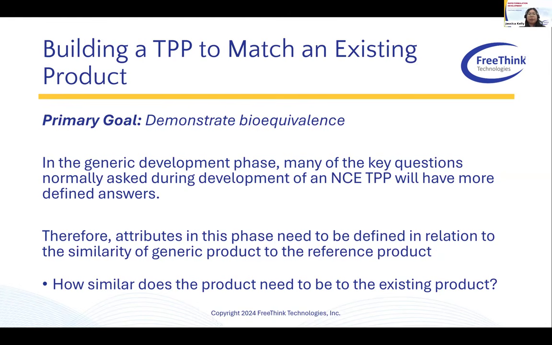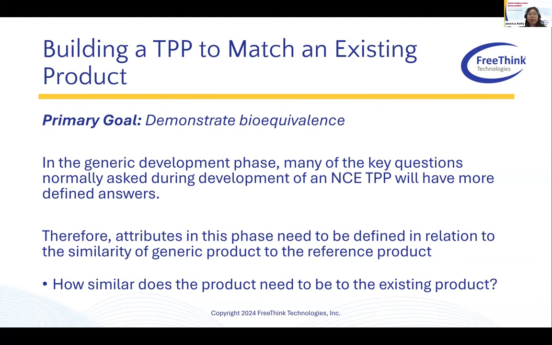So for example, in the generic phase of development, the patient population or the target market are most likely already established. So for generic products, it will be important to consider what the requirements are for the generic product in relation to the reference product to prove bioequivalence. As remember, the primary goal for these projects is to demonstrate bioequivalence.